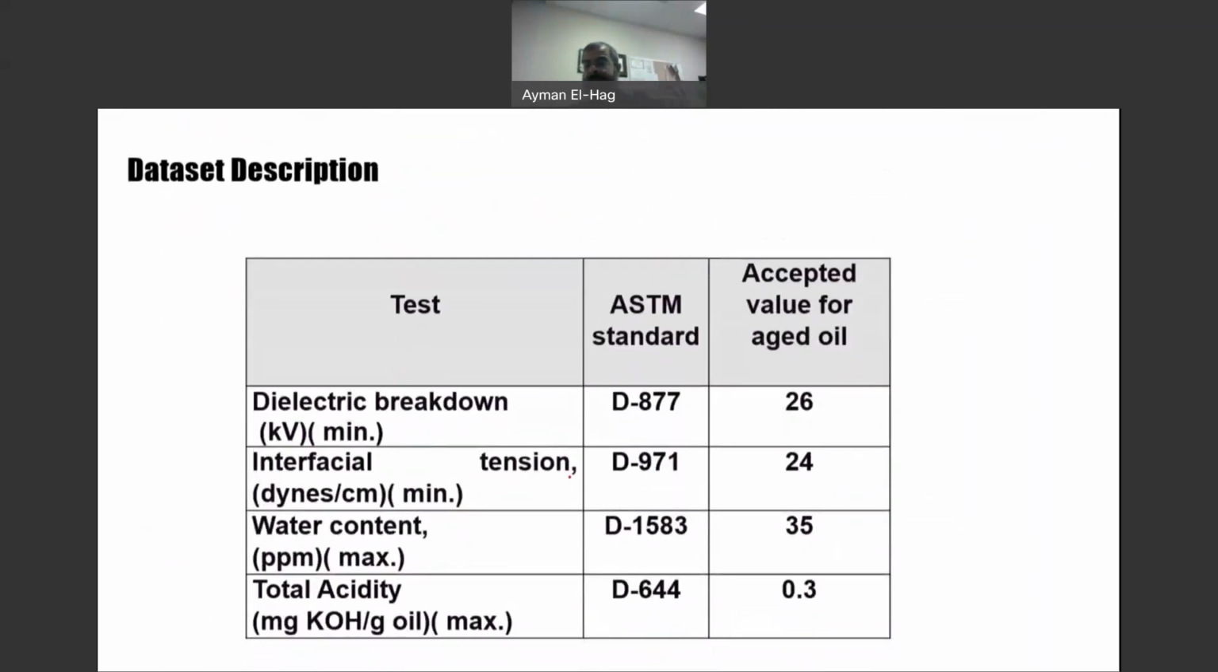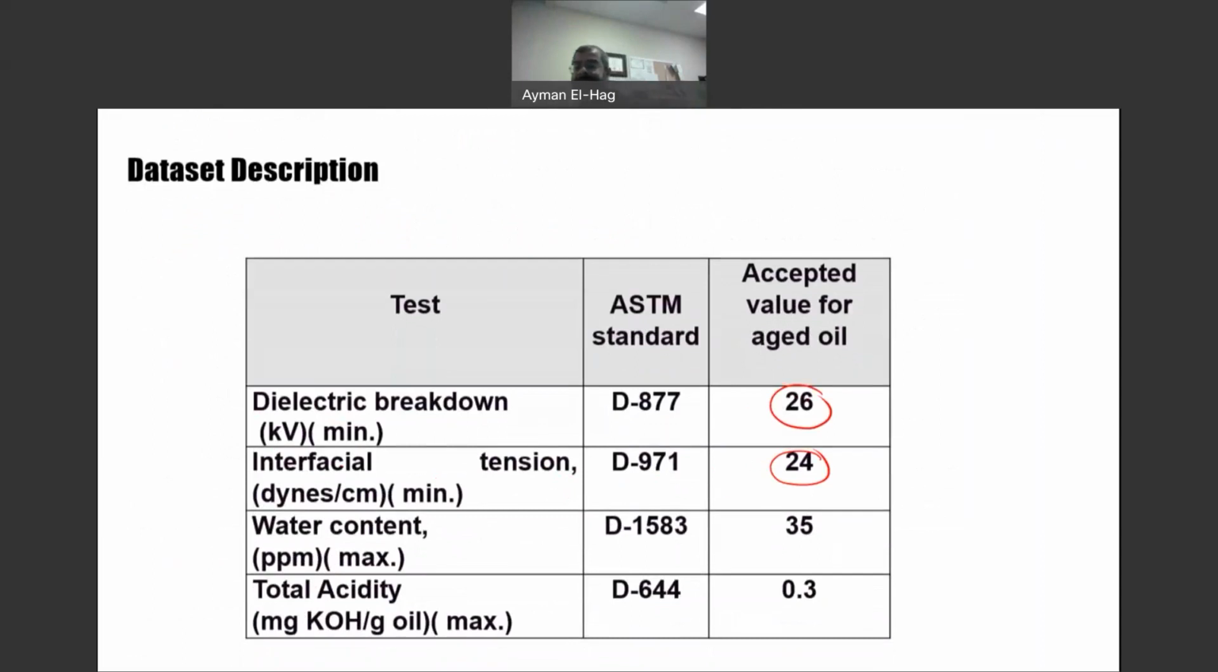These are some values from the standard. For example, for breakdown voltage, 26 is the accepted value. Below this is considered bad oil. Higher than this is acceptable oil. Interfacial tension, this is 24. This is the minimum value.